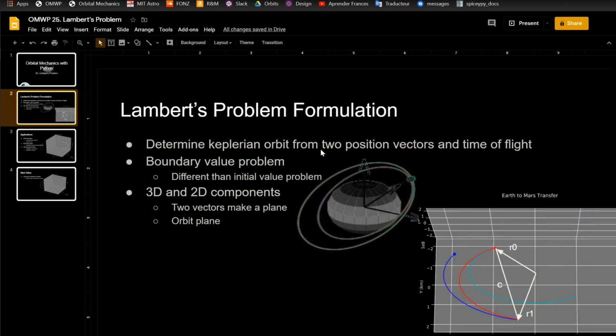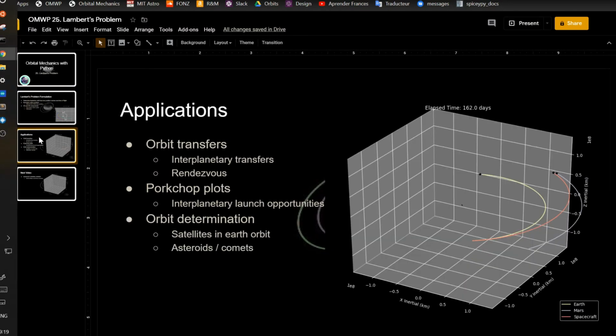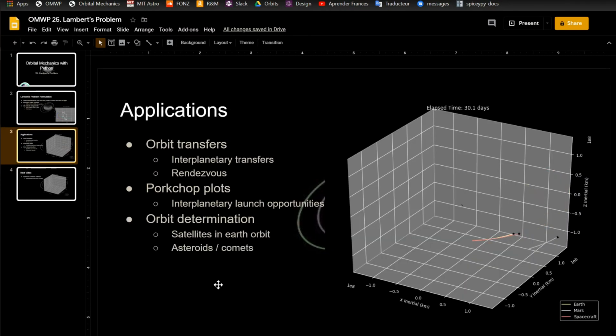So as far as what applications there are of Lambert's problem, there's actually quite a few, and they're pretty important. So the first is orbital transfer. As I showed in the previous example, you can get interplanetary transfers, or a good preliminary estimate of them, with Lambert's problem, because we already know what the positions of the planets are going to be at any time.